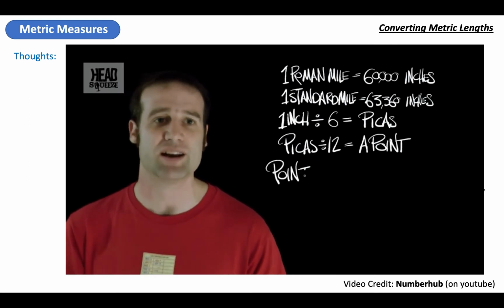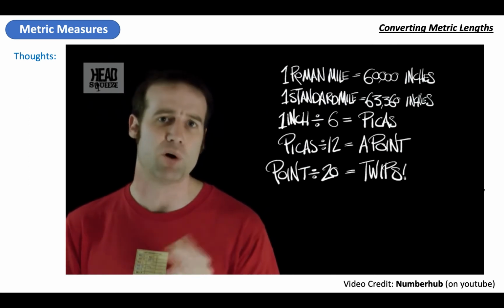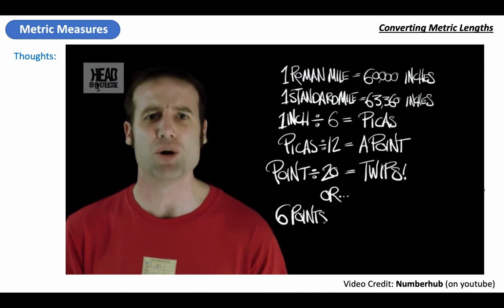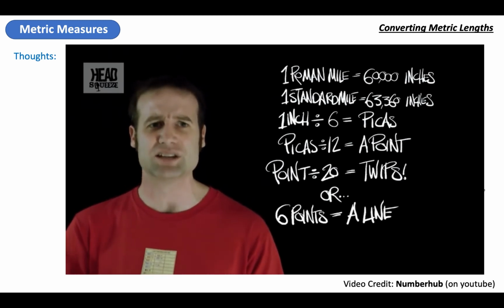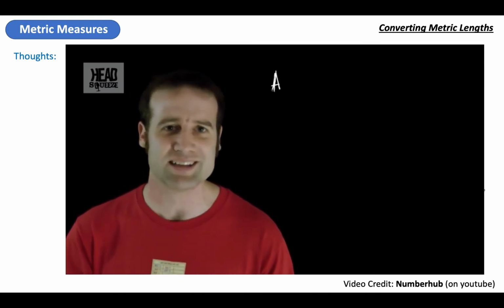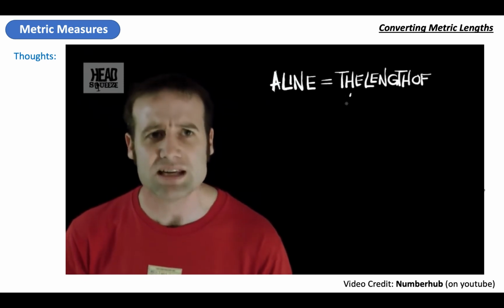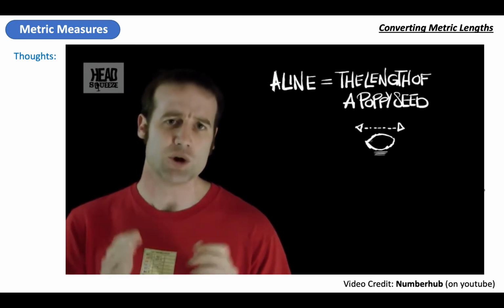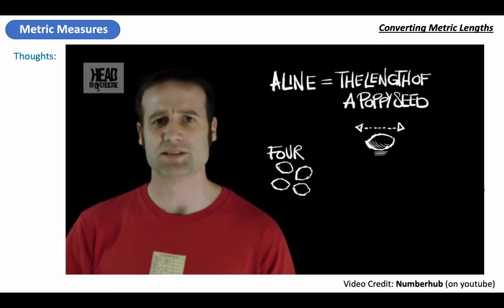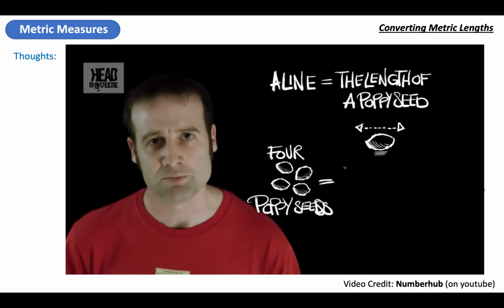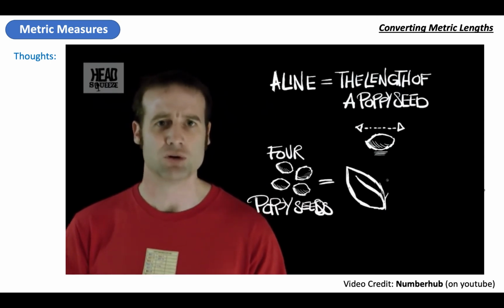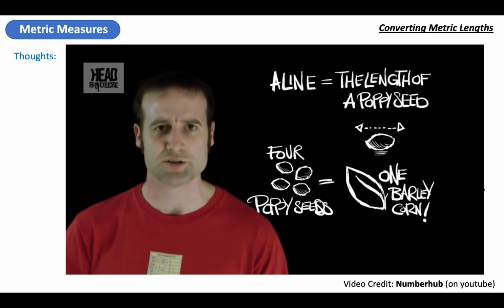If you take a picker and divide it into twelfths, you get a point. If you take a point and divide it into 20ths, you get twerps. Or alternatively, if you take 6 points, you get a line. A line is exactly the same length as a poppy seed. And if you take 4 poppy seeds, you're right back where we started. 4 poppy seeds equals 1 barleycorn. What a fantastically logical and consistent system of units.